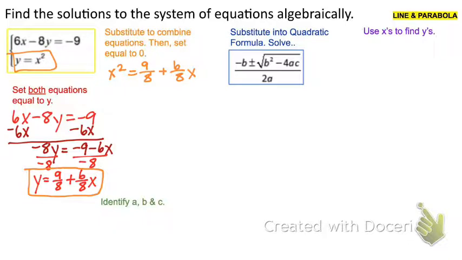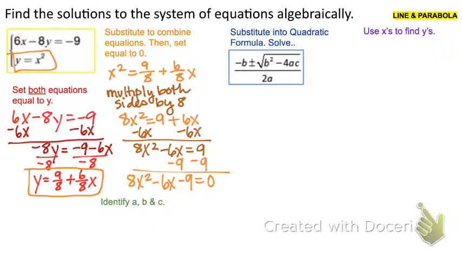What I like to do before I start moving things around to have this set equal to 0 is to get rid of these fractions. So undo that dividing by 8. I'm going to multiply the entire equation by 8. And at this point, I can move the 9 and 6x to the left side.